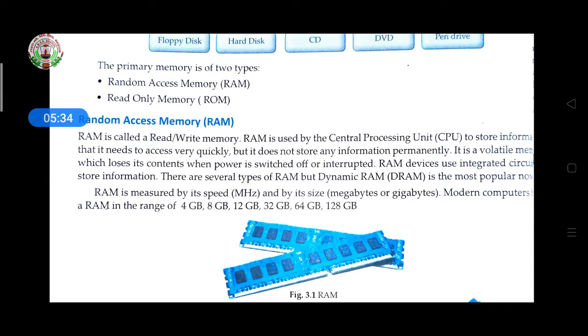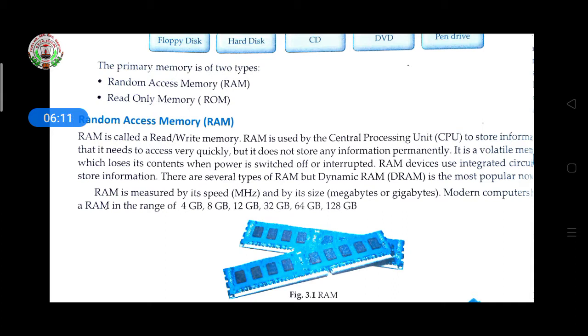While doing the processing, it is easy to access the data from it, but it does not store any information permanently. It is only stored temporarily, and it is a volatile memory. It means, suppose the power goes off, then automatically all the data which you had been working on there, you lose that data.